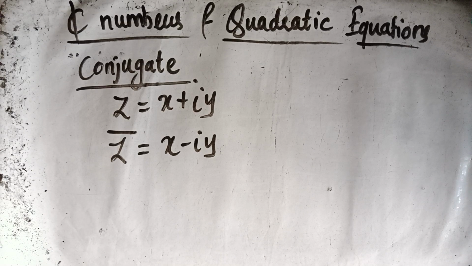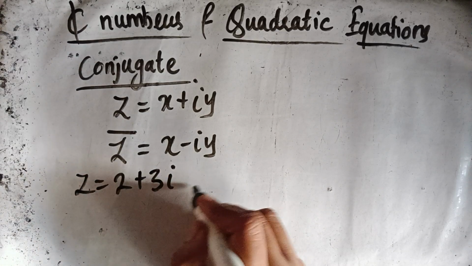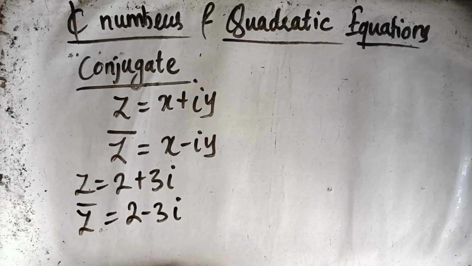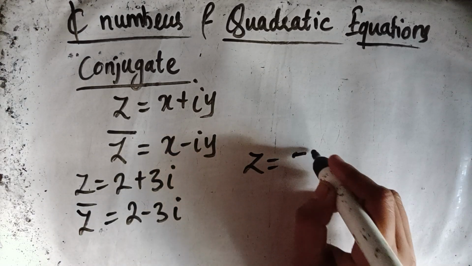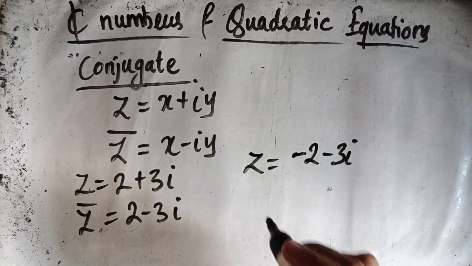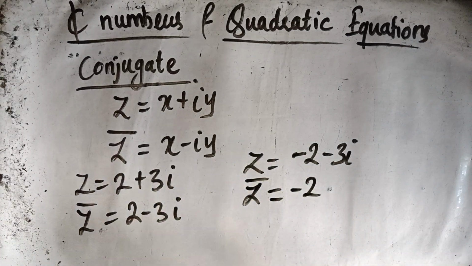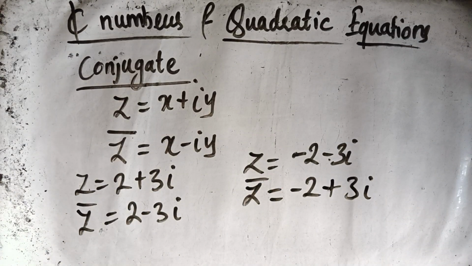Now for example, if you have z equal to 2 plus 3i, then its conjugate will be 2 minus 3i. Now what if it already has a negative sign? Suppose you have minus 2 minus 3i. Then conjugate, real part remains same. This is minus of minus, so it becomes plus.